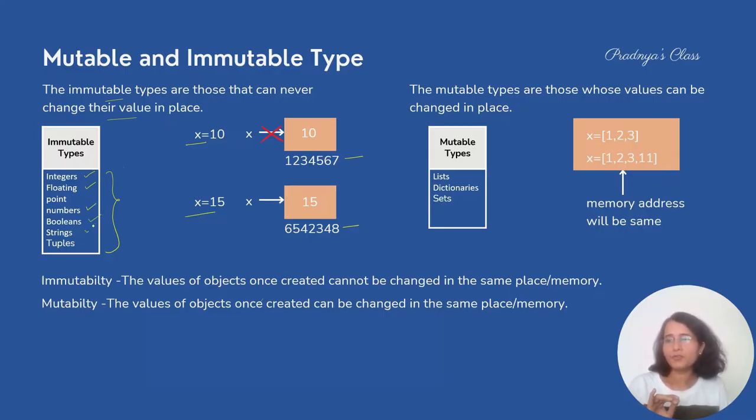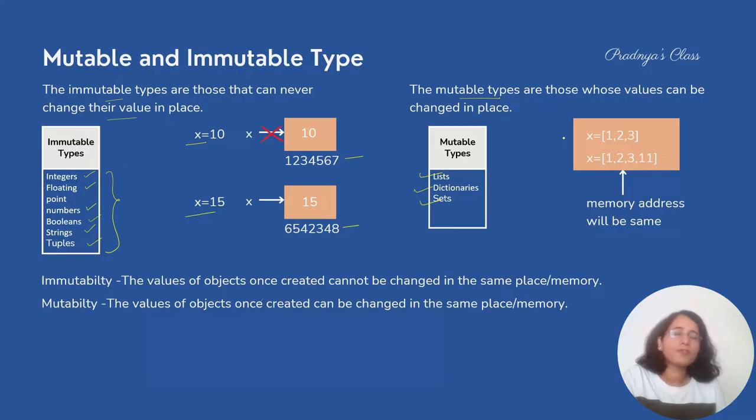So here are some of the immutable types: integers, float, then number data types are also immutable, booleans also, strings and tuples. Now what about mutable types? In case of mutable data types, the values will get replaced at the same address. So here are the mutable types: list, dictionaries and set.